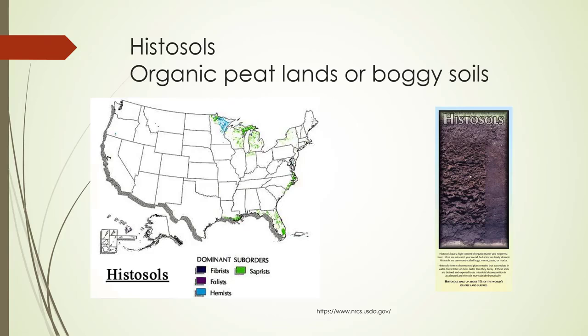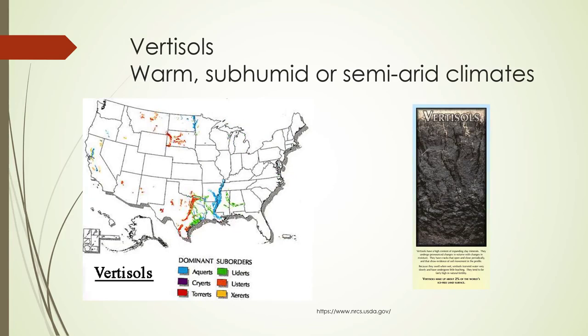Histosols are organic peat lands or boggy soils, and you can see that's going to be over in the Midwest, in the upper Midwest, and some into Florida. Vertisols are warm, subhumid, or semi-arid climates, and that's going to be mostly in the southwest. Very dark in color.